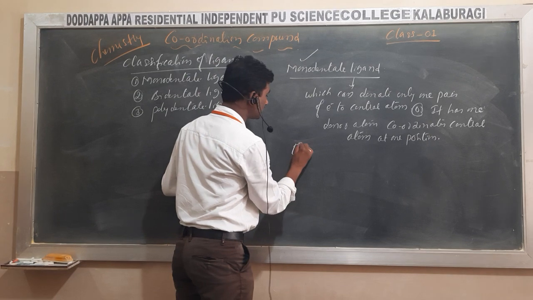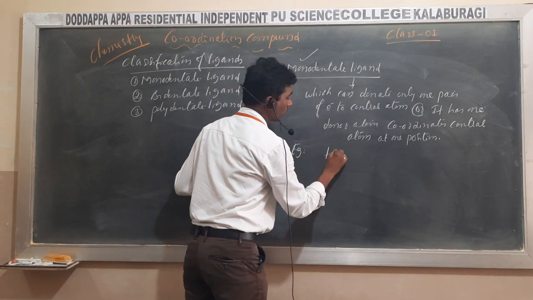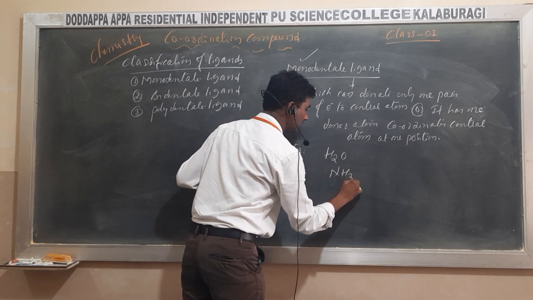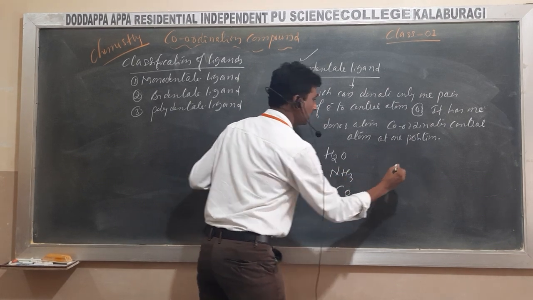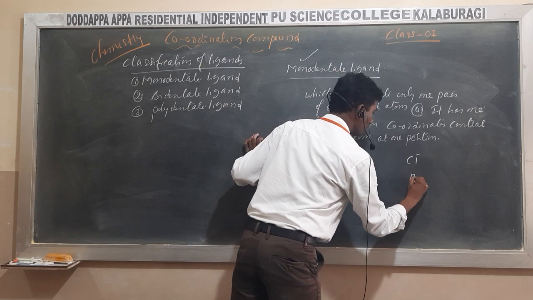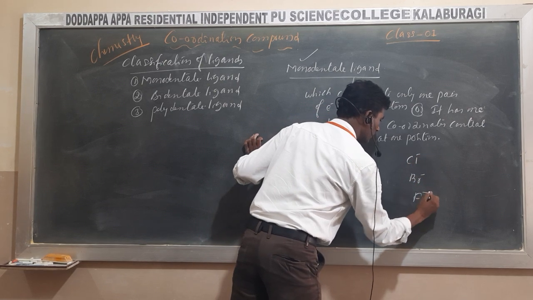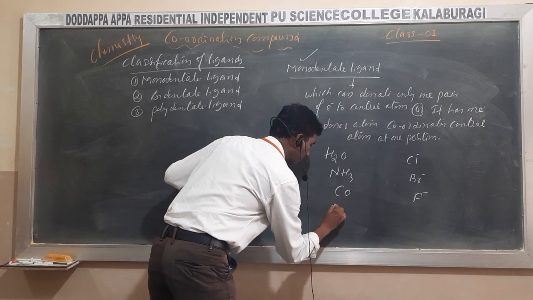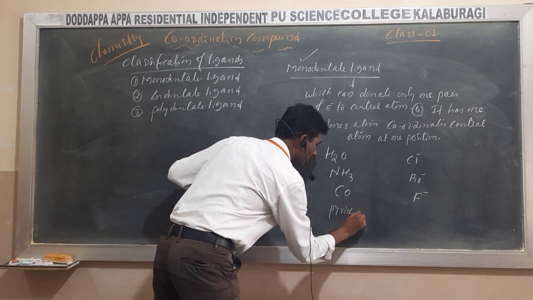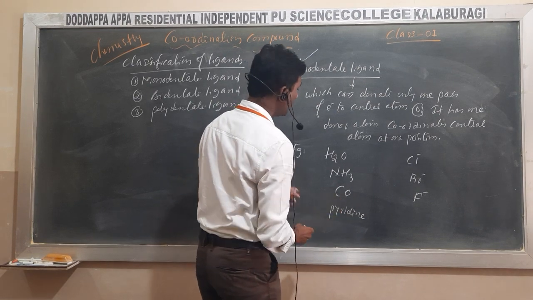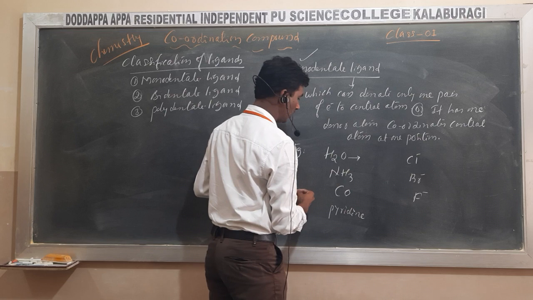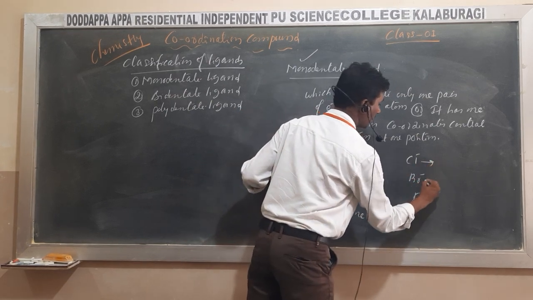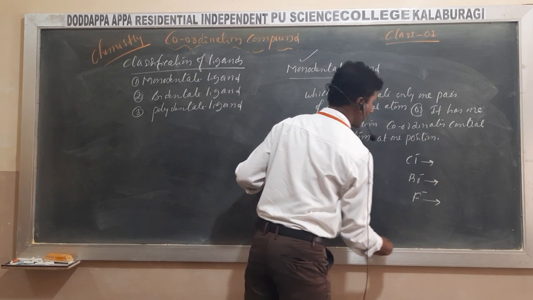So what are the examples of monodentate ligand? First it is water, second is ammonia, third is carbon monoxide, fourth is chloride, fifth is bromide, next is fluoride. We can also write pyridine. So these are the monodentate ligands. Here oxygen is the donor, here nitrogen is donor, here oxygen is donor, here chloride is the donor, here bromide ion is donor, here fluoride ion is donor.